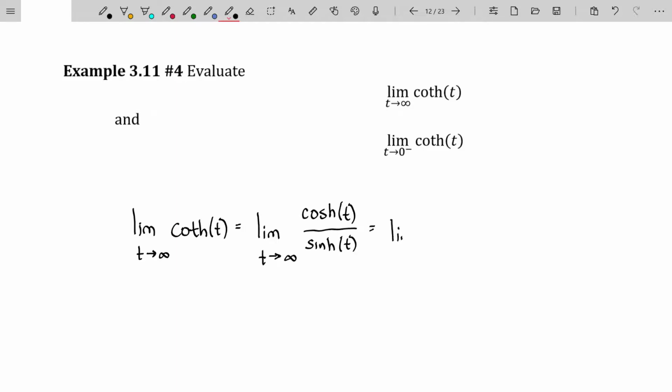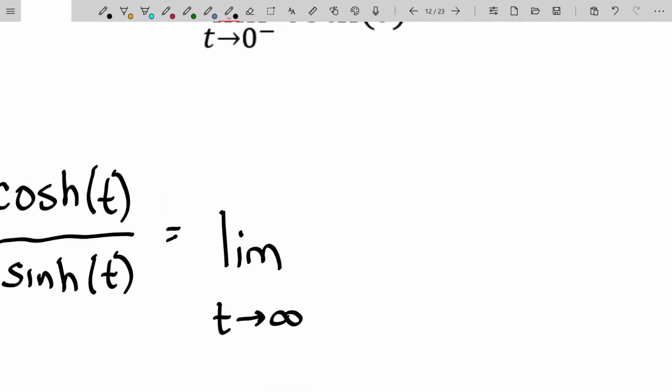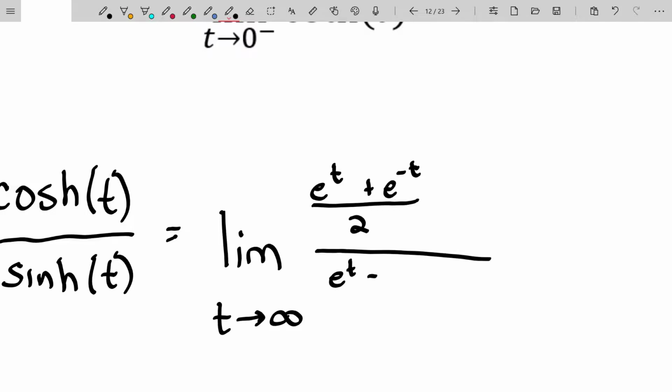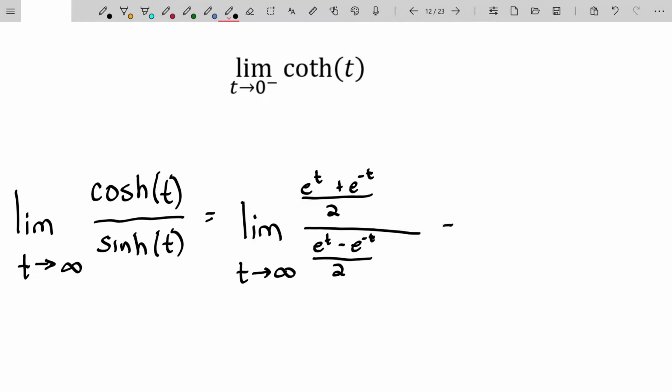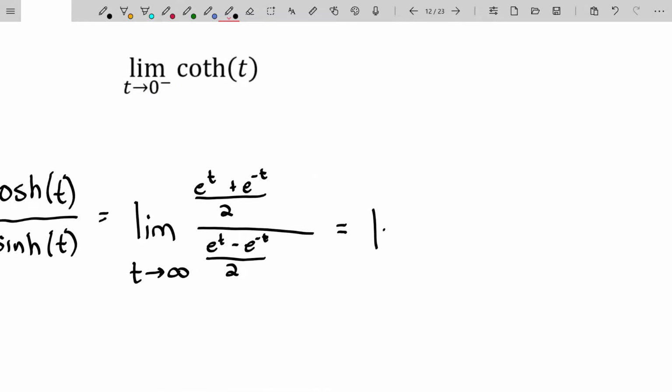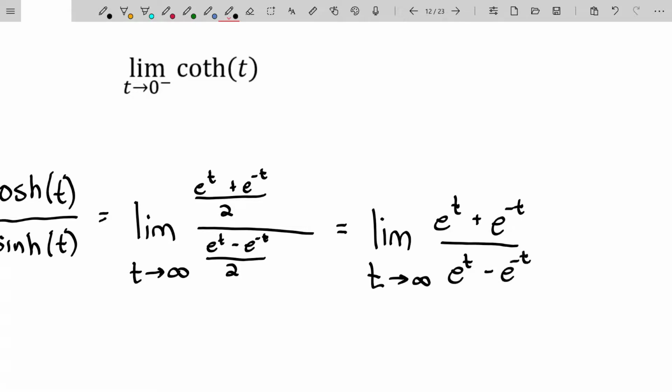And then I could trade out for their exponential formulas. So the cosh is (e^t + e^(-t))/2, divided by the sinh, which is (e^t - e^(-t))/2. Multiply both numerator and denominator by 2. Notice I haven't done the calculus yet. These are just all cleanup steps. You get (e^t + e^(-t)) divided by (e^t - e^(-t)).